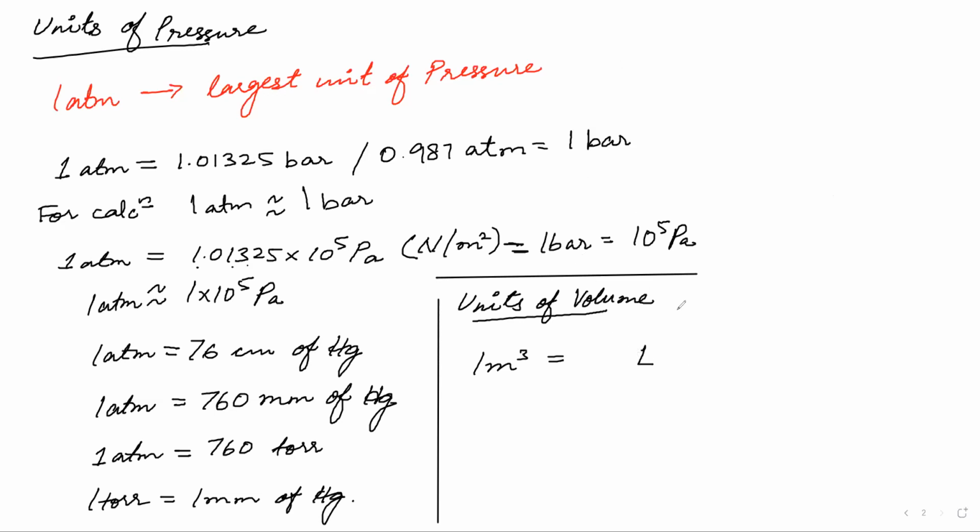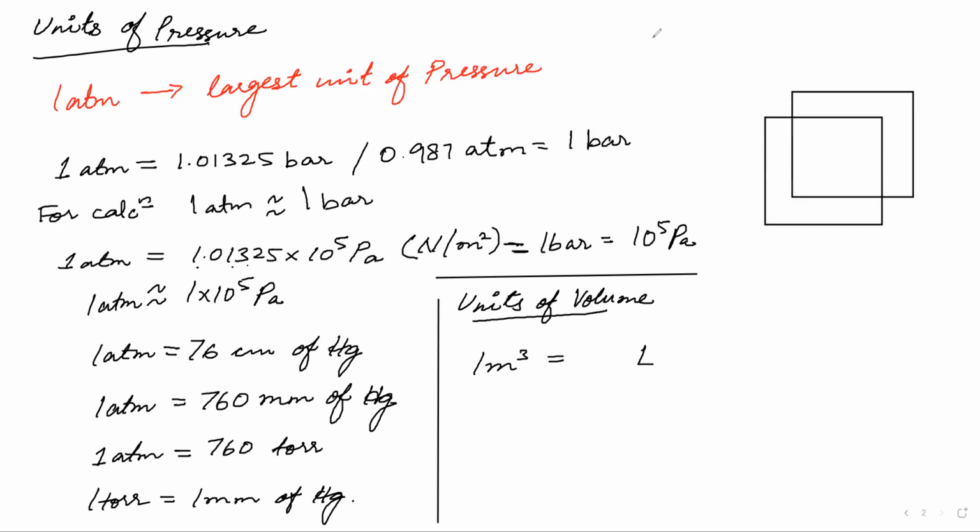Just imagine that 1 meter is very big. If you take a tanker of 1 meter cube, that means the length, breadth and height are all 1 meter. If we take that much big tanker, then we can keep how many liters? 1,000 liters. Okay, now write this much.